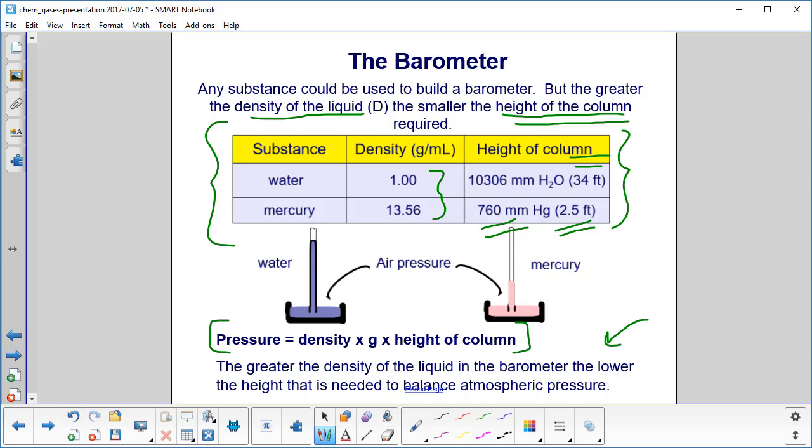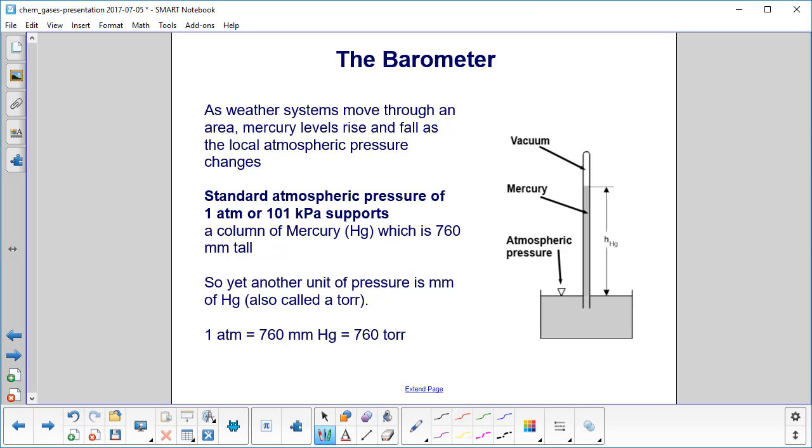Not terribly practical. As weather systems move through an area, the mercury levels in your barometer rise and fall as the local atmospheric pressure changes. Rises when the pressure gets higher, falls when it gets lower. The standard atmospheric pressure of 1 atmosphere, or 101 kilopascals, will support a column of mercury 760 millimeters tall.